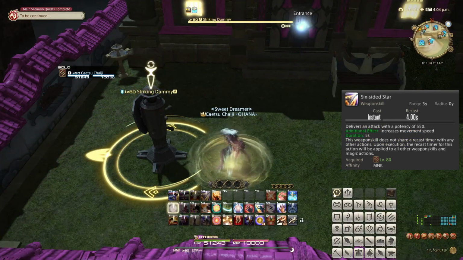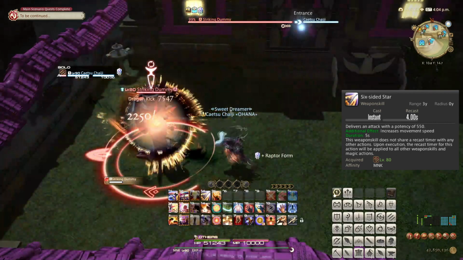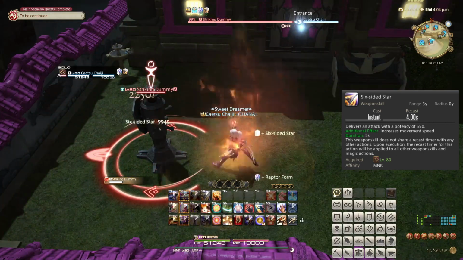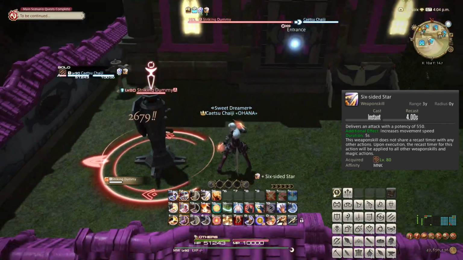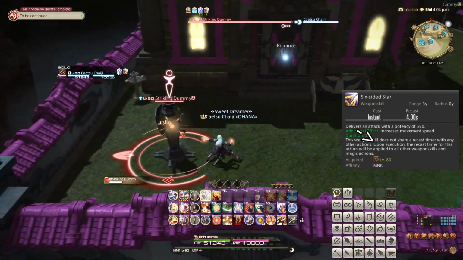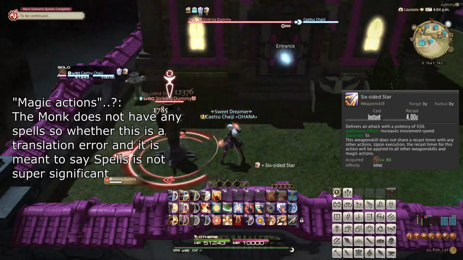Speaking of which, the Monk's 6-sided star is the single one action that forces your global cooldown to become longer than 2.5 seconds. This is denoted by the text, "Upon execution, the recast timer for this action will be applied to all other weapon skills and magic actions."